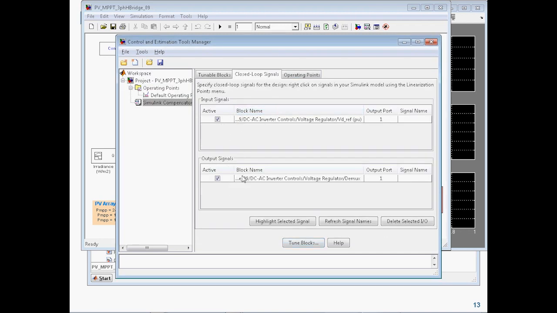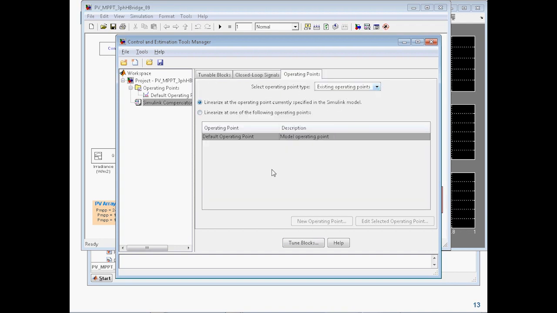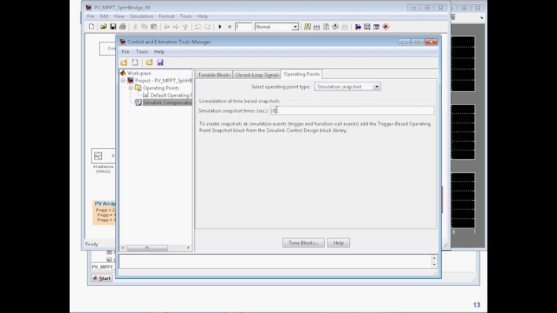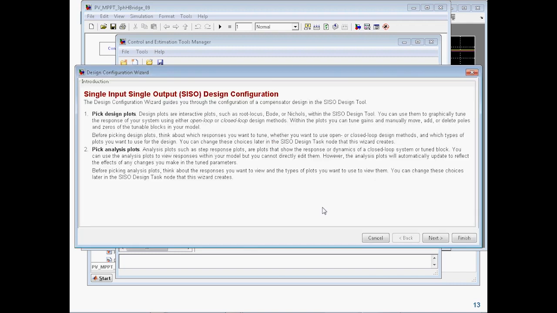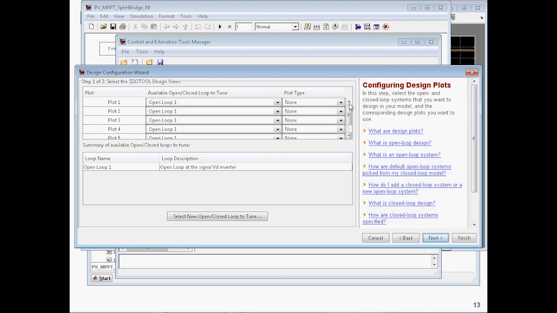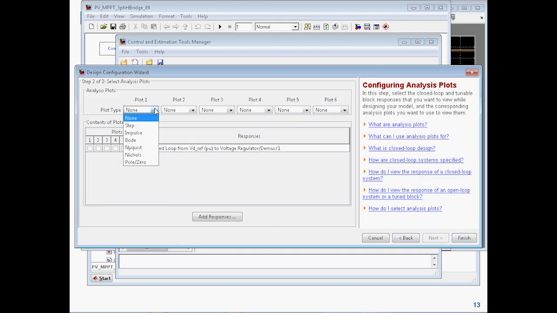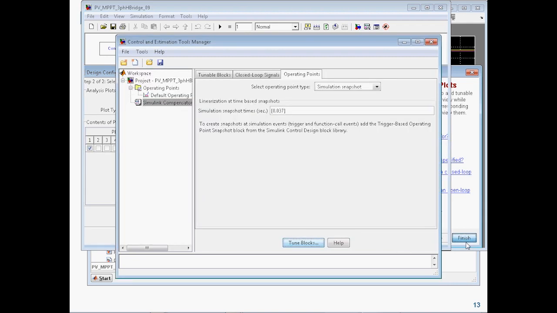My inputs and outputs have been defined in the diagram, and I'm going to pick an operating point. I can write down manually whatever operating point I want, or I can calculate it, or I can use a simulation snapshot, which is what I'm going to do here. 0.037. That's the number that we were looking for. And what I'm going to do is tune blocks. Notice that this is analyzing the model. It's going to run the model up to that operating condition and linearize it around that operating condition. Next it's asking me what kind of plots I want to design my controller. I can open root locus, Bode plots, step responses, Nyquist plots. I'm going to just pick a step to keep it relatively simple.